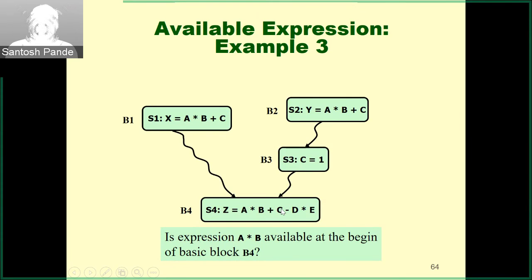In terms of availability, first of all, on all paths it must be evaluated. And after the evaluation, none of the operands should be reassigned. So the evaluation condition is met here, that on all paths it is evaluated. But on the right-hand side, you can see one of the operands, C, is reassigned here, and that makes this unavailable here. Because of that reason, we cannot really do this optimization on A star B plus C, because of C's reassignment on this path.